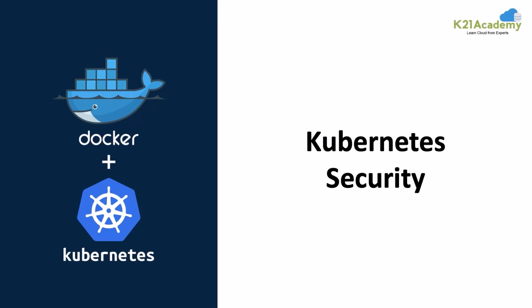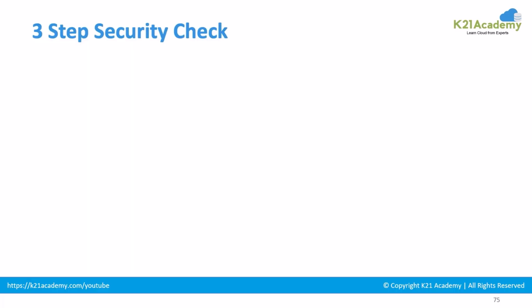In this section, we will be discussing Kubernetes security, which is role-based access control. The security check is done in 3 steps. The Kube API server picks up the commands we are executing, and every API call runs through a 3-step process.